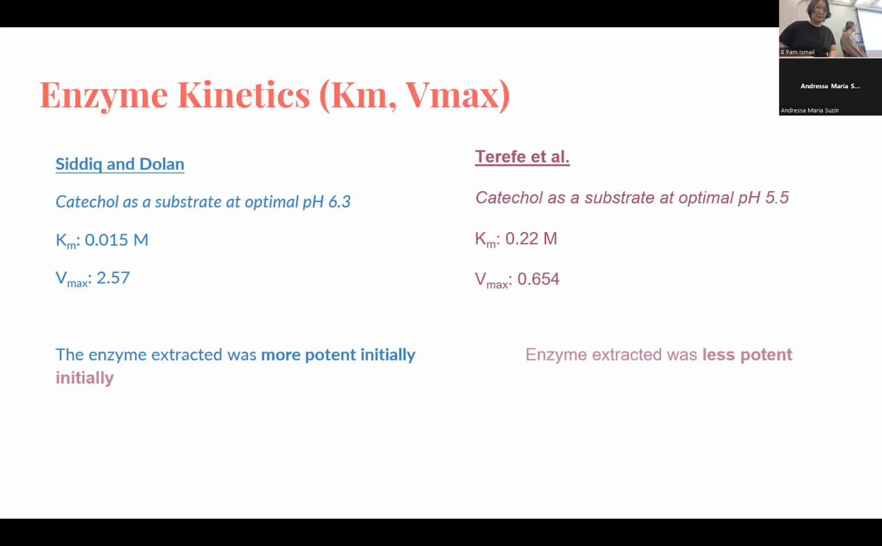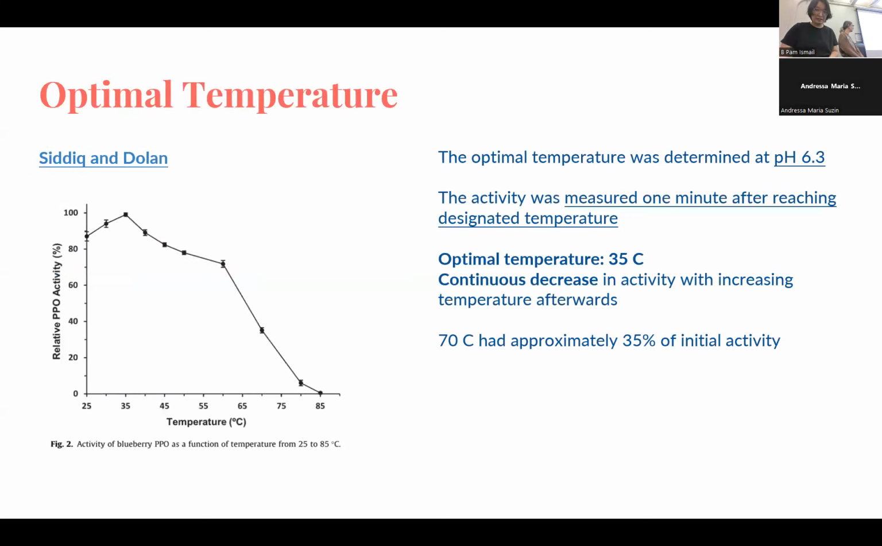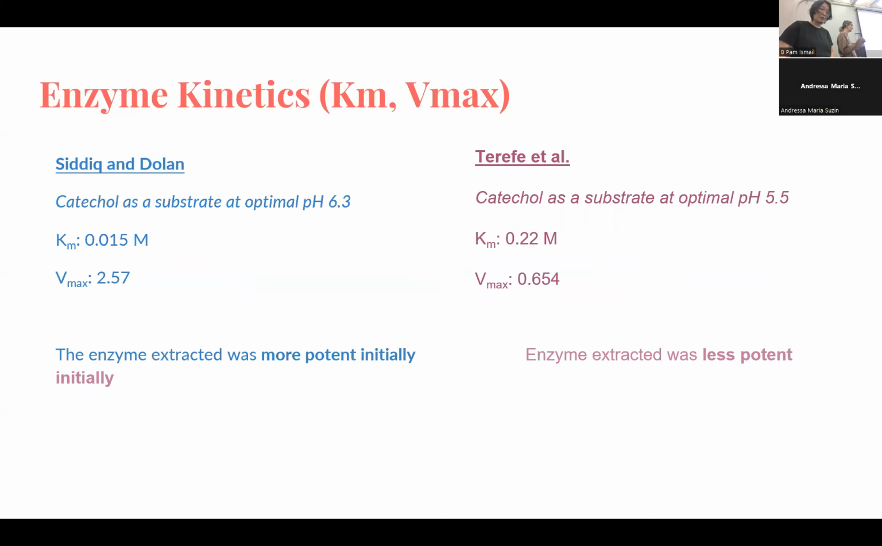So the enzyme from Siddiq and Dalan's article was more potent initially, whereas the enzyme in Tracy et al.'s paper was less potent initially. And we use the word initially because further on, you'll see the activity changes between the two of them.